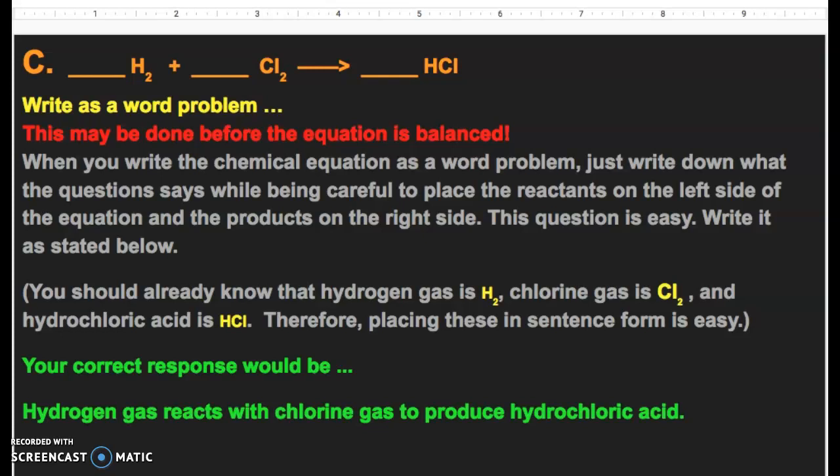And I actually talked you through it when we were talking about this. This can be done before the equation's balanced. You have to know what each of these are. This is hydrogen gas. This is chlorine gas. And this is HCl. The only one you did not have to memorize was chlorine gas.